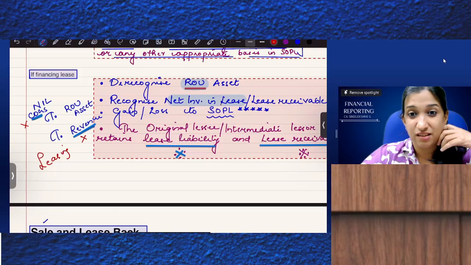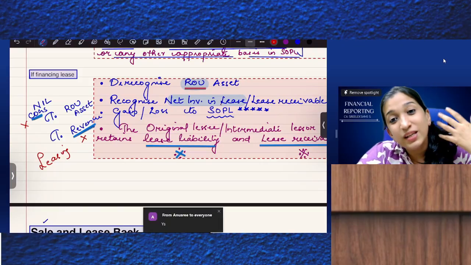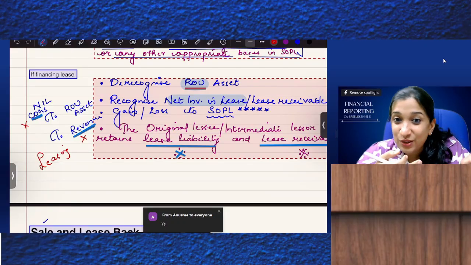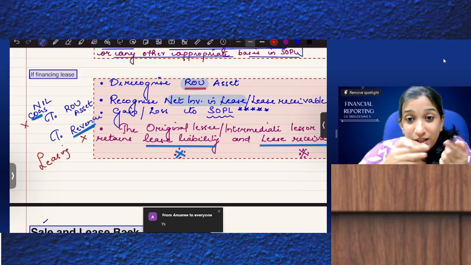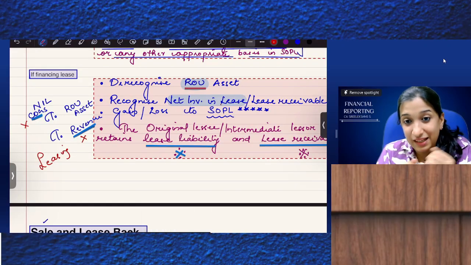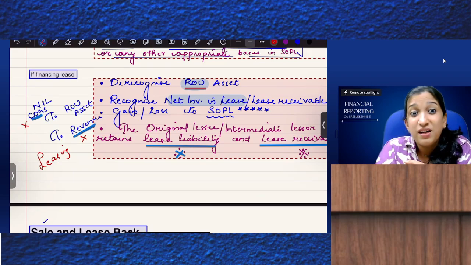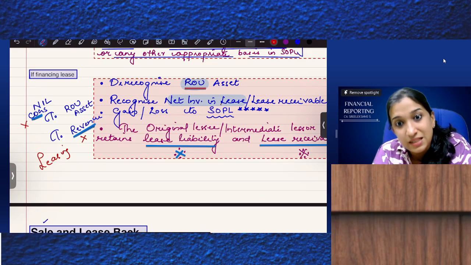What did I say? If you are a lessor who is into leasing business, then revenue from operations, leasing income should come. Cost of goods sold should come. Don't credit one single amount in P&L. Instead, you should show revenue separately and cost of goods sold separately. But sublease can never be your business.